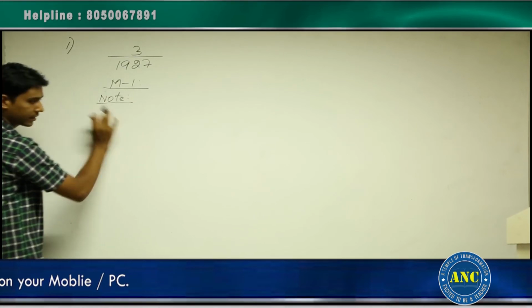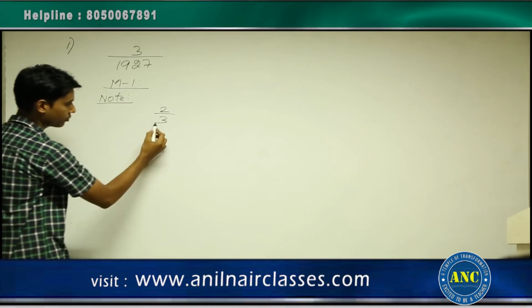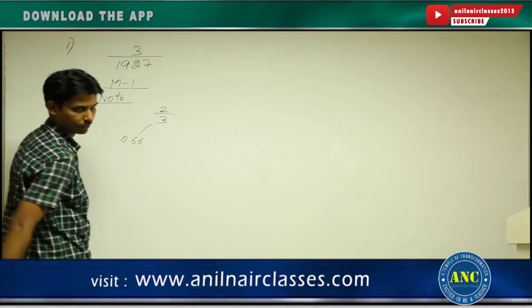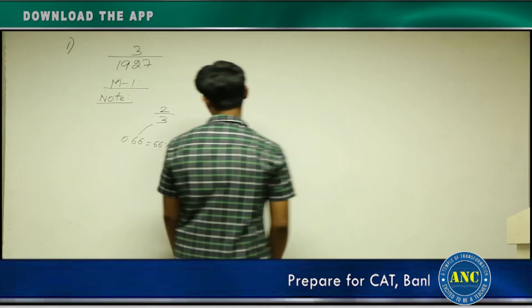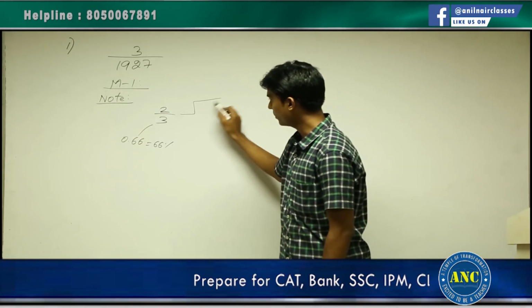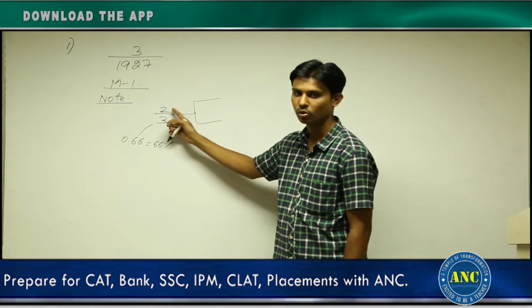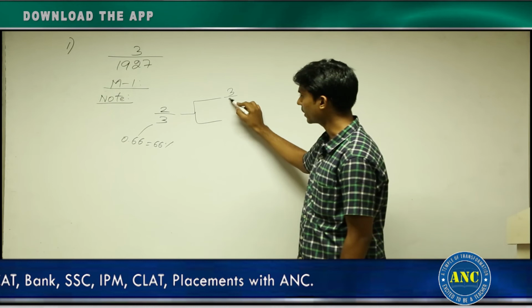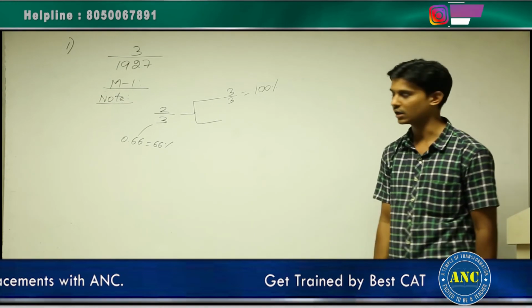Suppose, let me discuss an example. Suppose 2 by 3 is there. What is the value of 2 by 3? 0.66, or it is 66%. Let me approximate the lowest value in the given fraction. What is the lowest value? 2. Let me approximate it to 3. It becomes 3 by 3. 3 by 3 is 100%. Agreed?